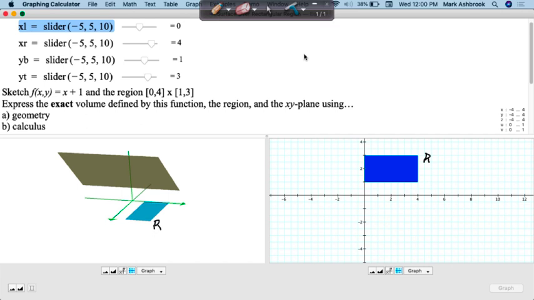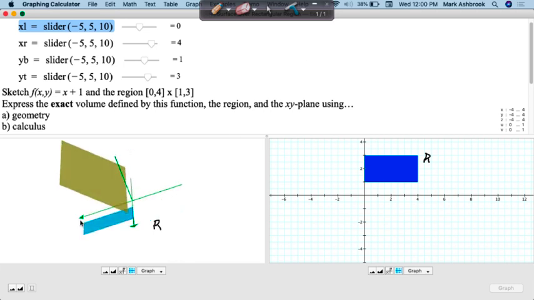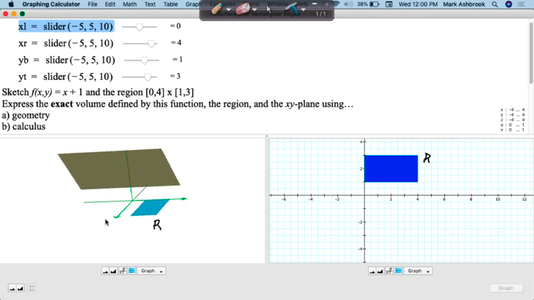Okay, we're rolling. So we've got f(x,y) equals x plus 1. Is that a plane, right? And that's our surface. It could be a multivariable rate function, like we've talked about.